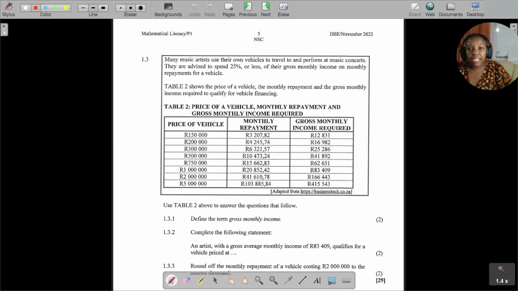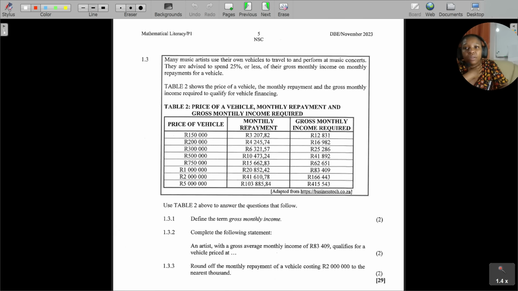Question 1.3. Many music artists use their own vehicles to travel to and perform at music concerts. They're also advised to spend 25% or less of their gross monthly income on monthly repayments for a vehicle. Table 2 shows the price of a vehicle, the monthly repayments, and the gross monthly income required to qualify for vehicle financing.